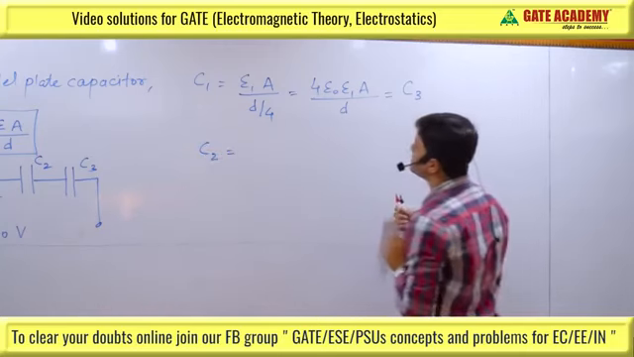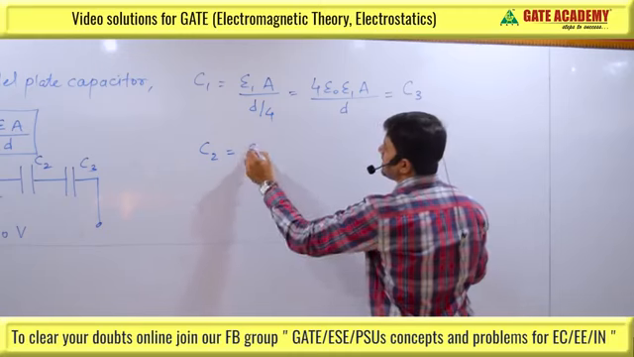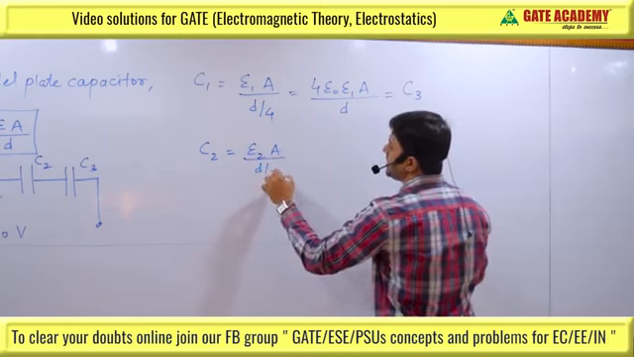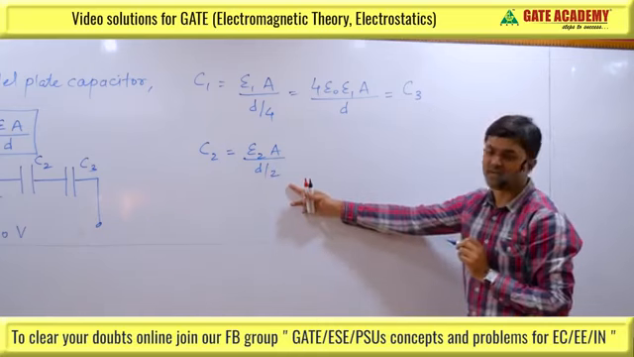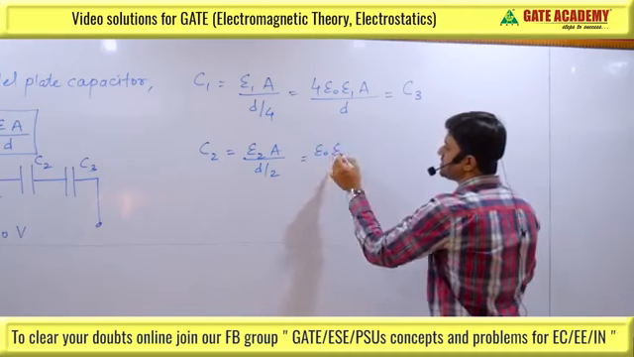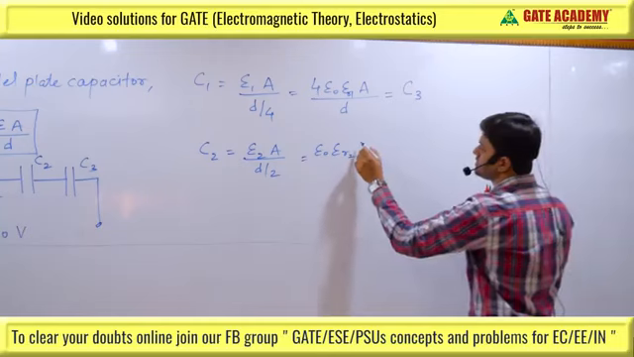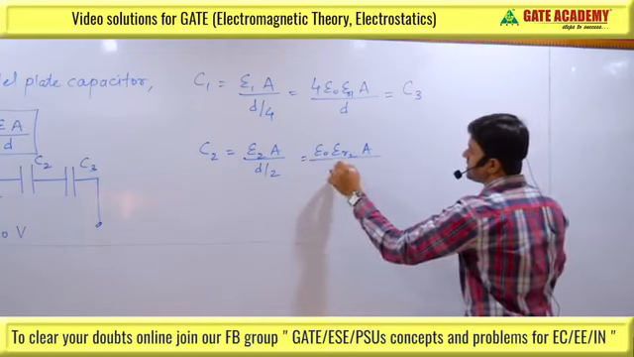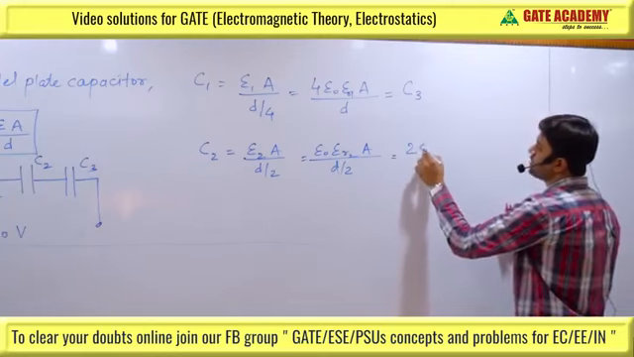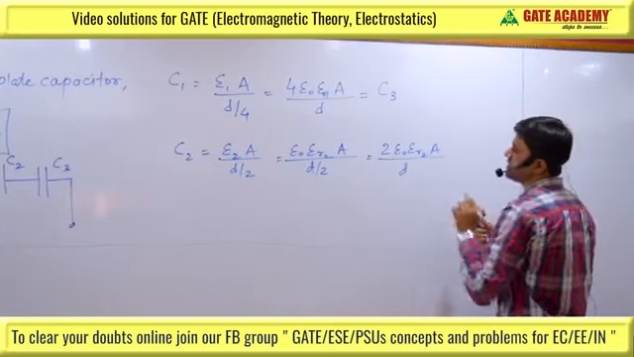Now capacitance C2 is nothing but epsilon 2 A upon D by 2, because the distance between the plates here is D by 2. So this is nothing but epsilon naught epsilon R2 A upon D by 2. So this is equal to 2 epsilon naught epsilon R2 A upon D.